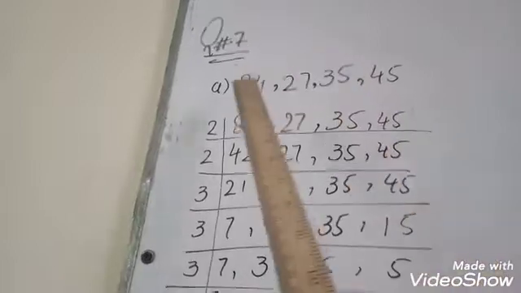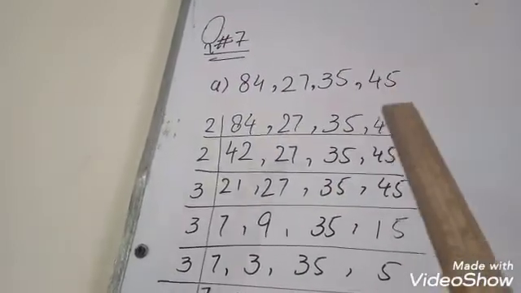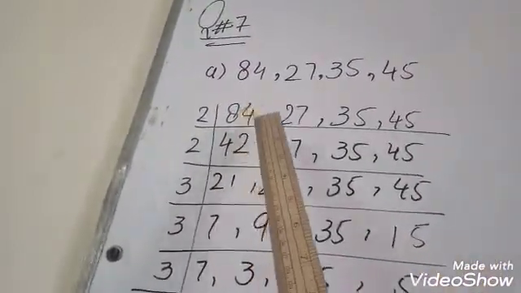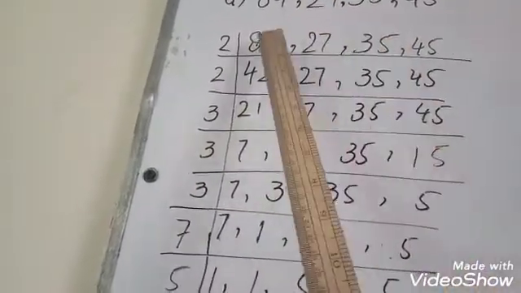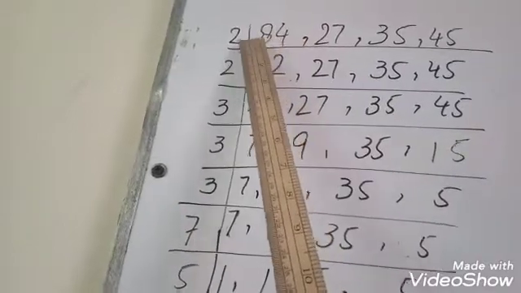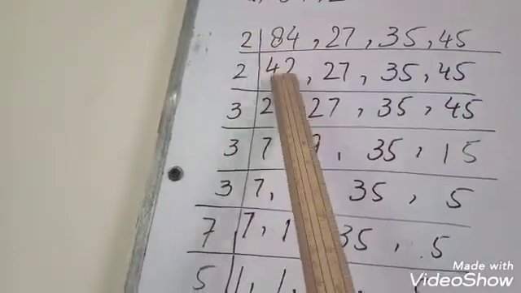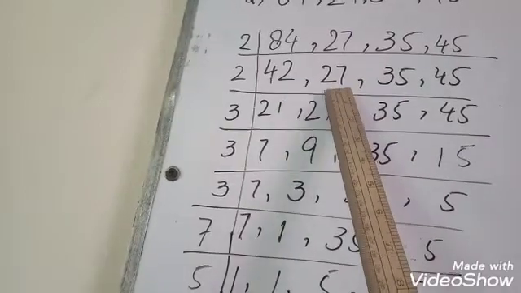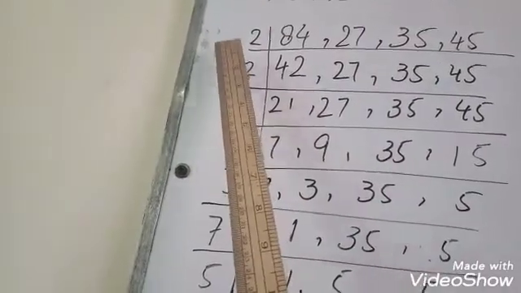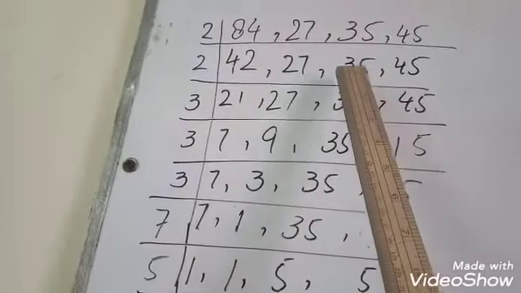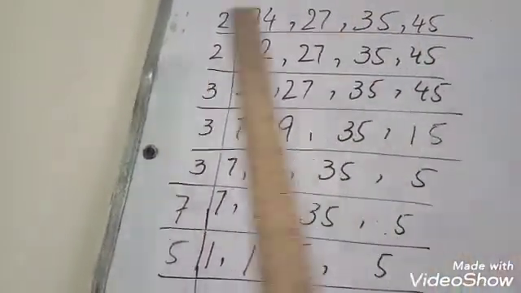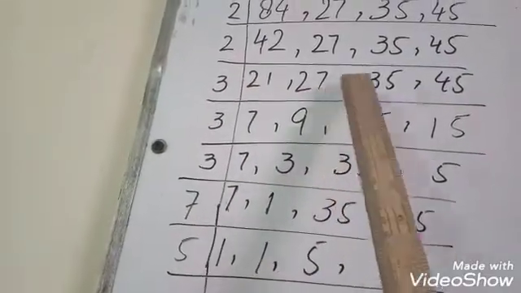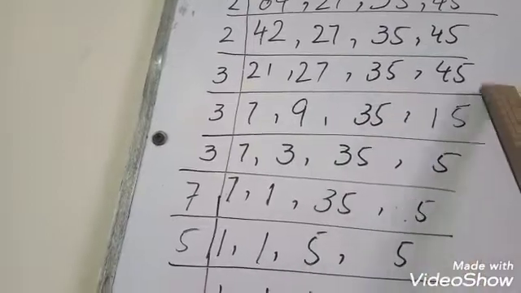Question number 7. Find the LCM by division method. We take all numbers at the same time and find factors. 2 4s are 8, 2 2s are 4, 27 as it is, because 27 is not divisible by 2. 35 as it is, because 35 is not divisible by 2, and 45 is also as it is. Now 2 21s are 42, 27 again as it is, 35 and 45 as it is.